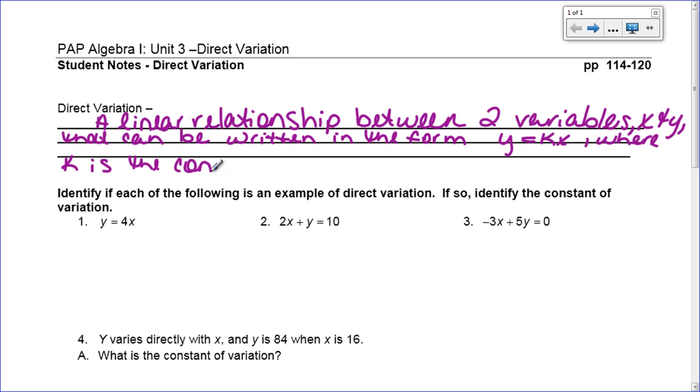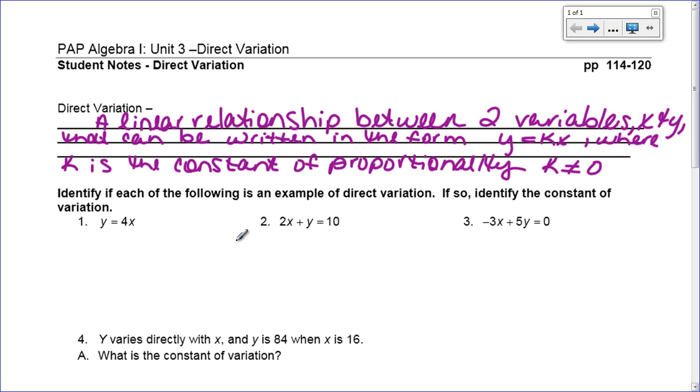And you're going to get asked about k a lot today. They're going to ask you to find the constant of proportionality. All it is the rate of change. It's just the slope of whatever it is you're dealing with. But it's the constant of proportionality, and it cannot be zero. K cannot equal zero. It has to be a non-zero constant.